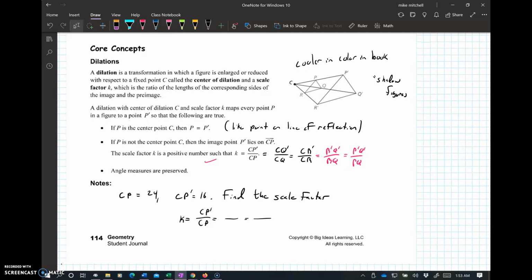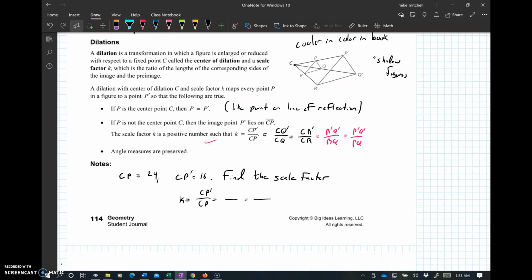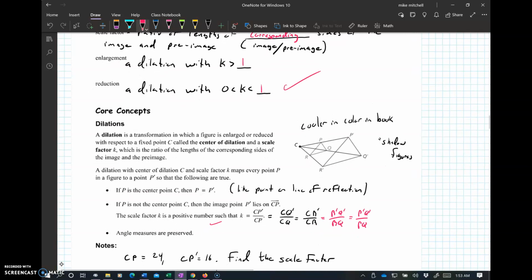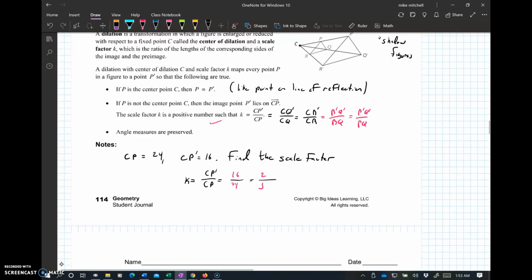Angle measures are preserved. I do this here, just plug these in. CP is 24, CP prime is 16, so that's going to be 16 over 24. That reduces to 2/3. That's a reduction. It's between 0 and 1, just like we mentioned right there. So that's a reduction.